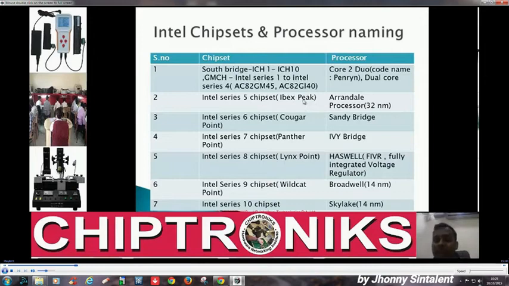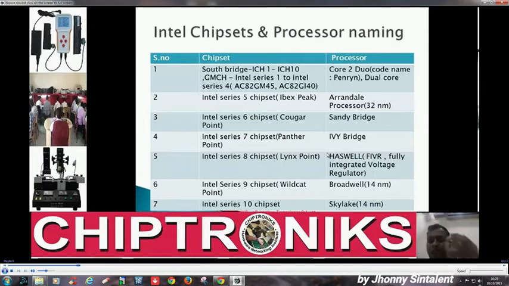So in a schematic diagram, if you see in the PCH it's written Ibex Peak, that means it is the Intel series 5 chipset, right? Similarly, Intel series 6 chipset is called Cougar Point, C-O-U-G-A-R, Cougar Point, and the processor supported is Sandy Bridge. Similarly, Intel series 7 chipset is called Panther Point and the processor supported is Ivy Bridge.